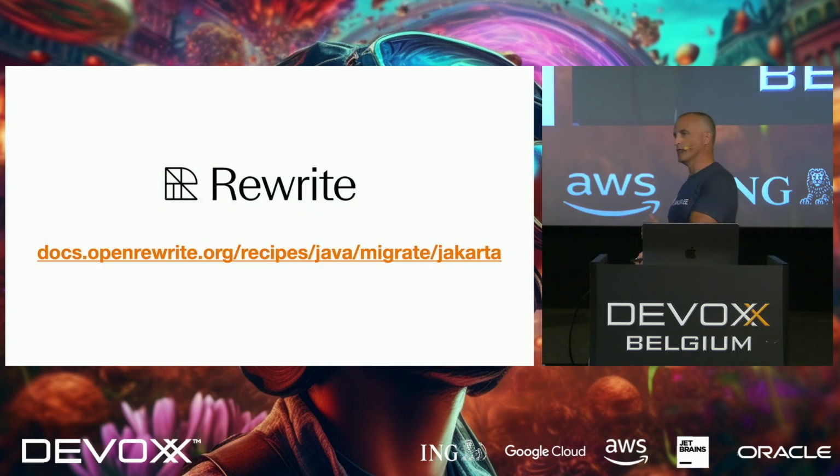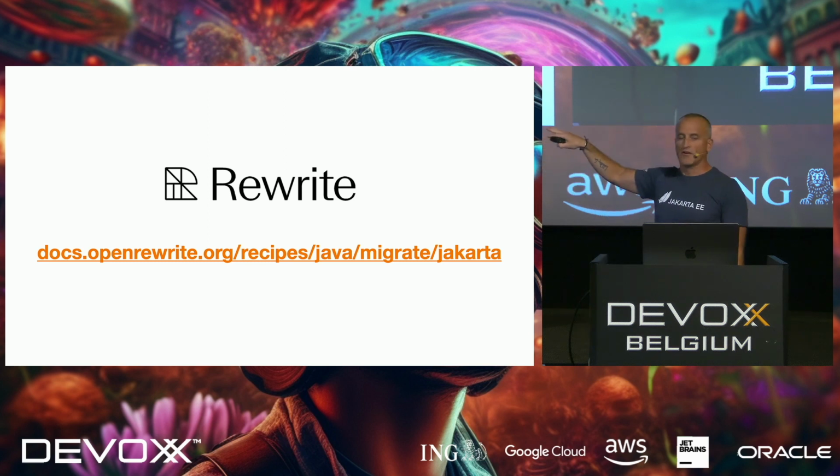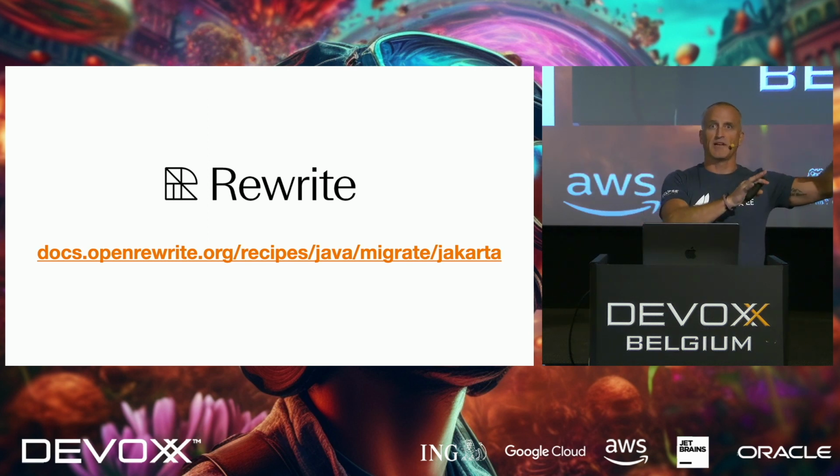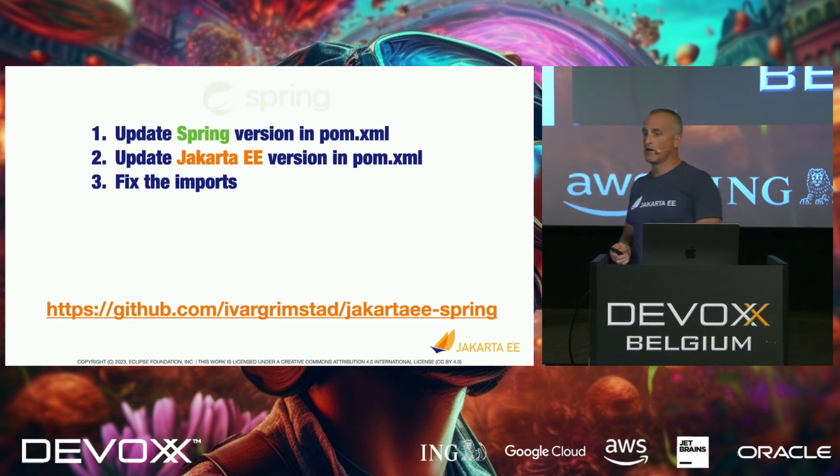You can also use OpenRewrite. And there are some Jakarta recipes there, and most of them will probably work for Spring applications as well. And there are some recipes or templates for Spring as well. And it's probably a good idea to look at what you have internally in your company and create some templates for your company as well. So OpenRewrite is a really good tool to do this stuff for you.